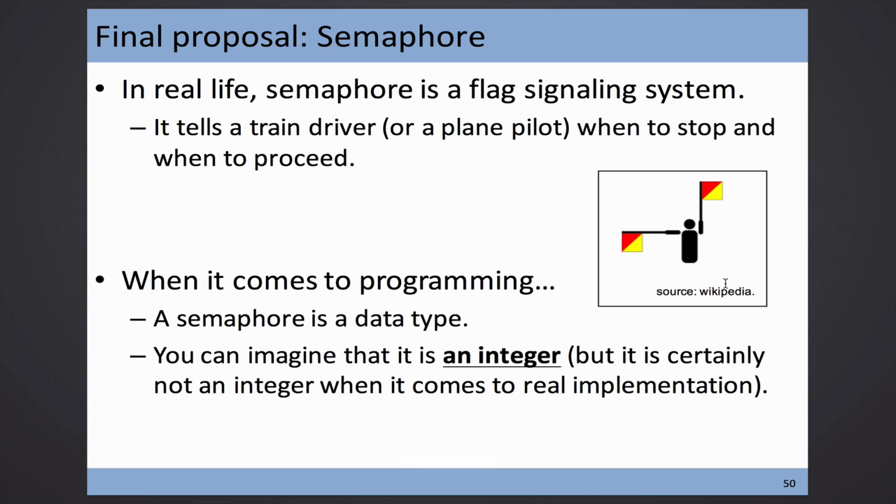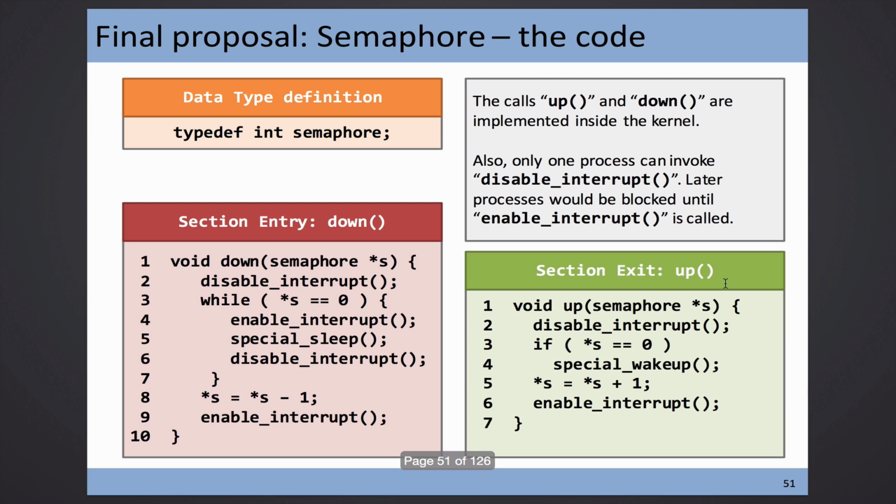If you go to Wikipedia, you will find something like this: a flagging signal in a train station or airport. It's called a semaphore, and the semaphore implementation is just treating the integer as a signaling device. Just an integer. So you will change from 1 to 0 to 2 to 3, and it's non-negative. It never drops beyond 0. The minimum number is 0.